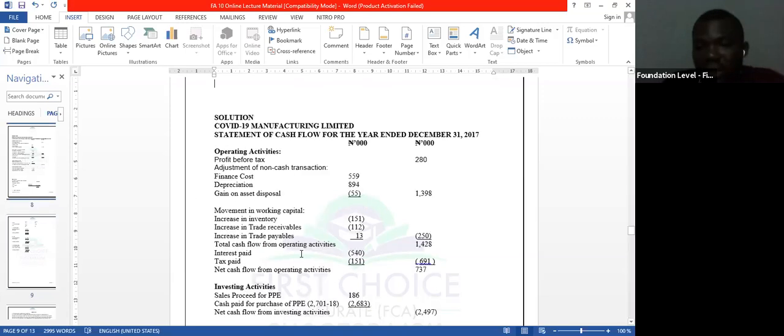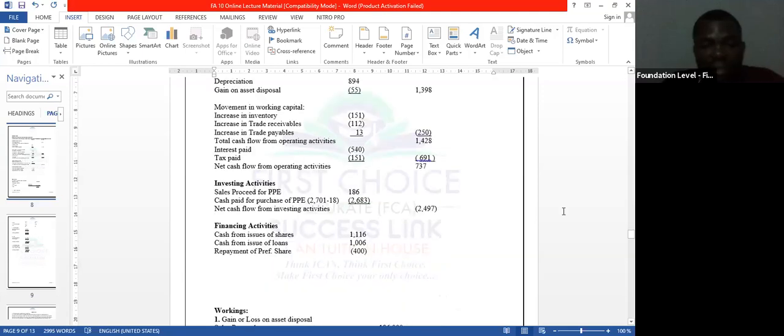So we go back to our financing activities. It's an outflow. So we have dividend paid. Dividend paid will now be a negative of 112. So after we are done with that, the next thing for us is now to what?